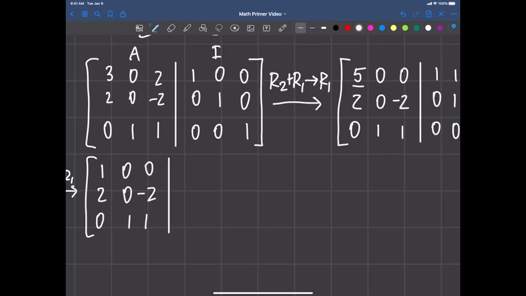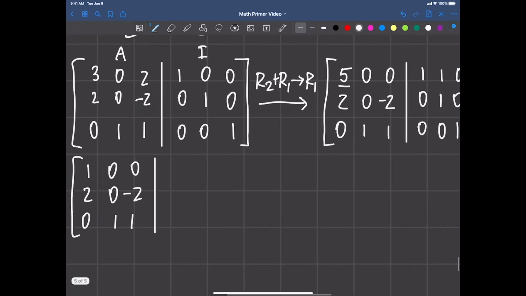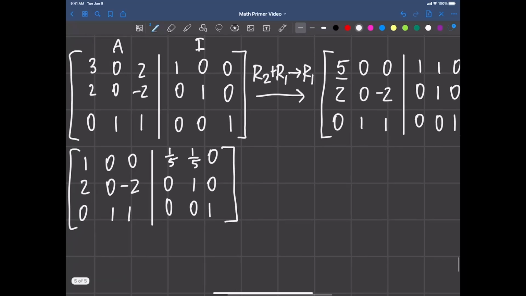And we do the same row operation to the matrix that we have on the right side. And we get 1/5, 1/5, 0, 0, 1, 0, 0, 0, 1. Actually, let's use decimals here. 0.2 and 0.2.